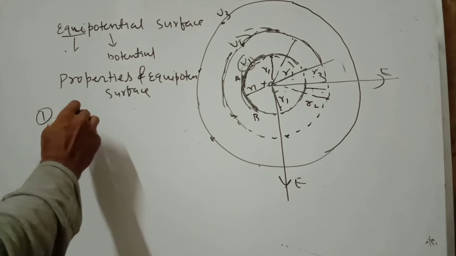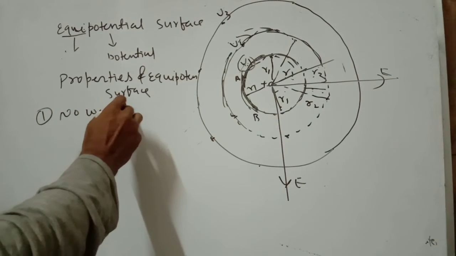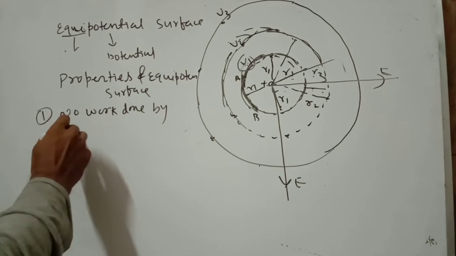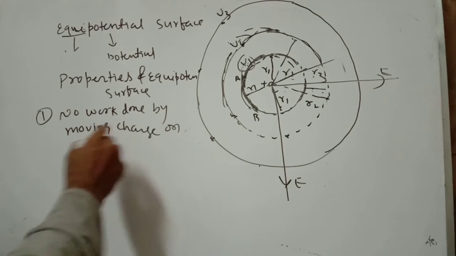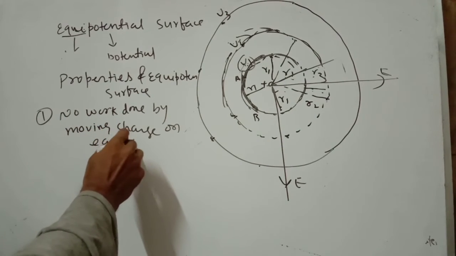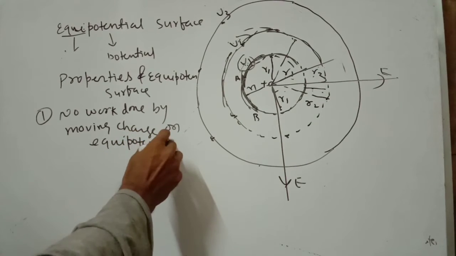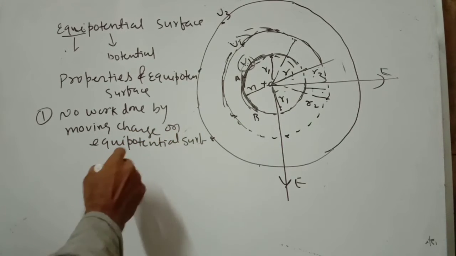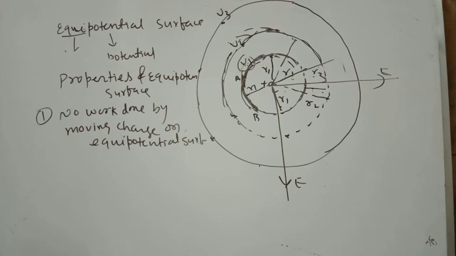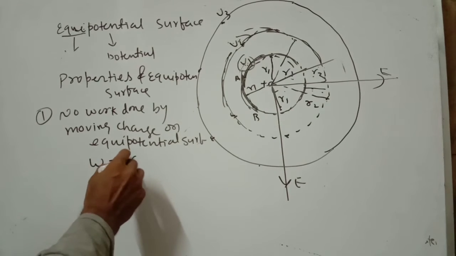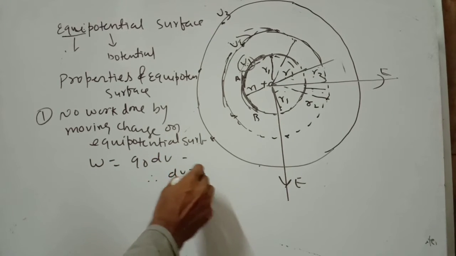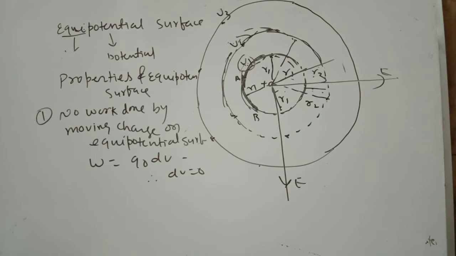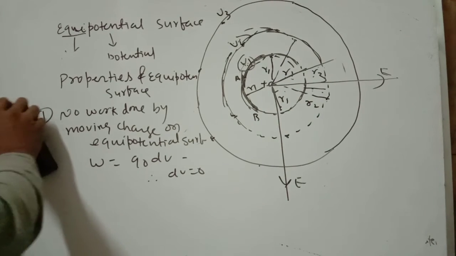Number one: no work is done by moving a charge on an equipotential surface. Why? Because the potential difference on the equipotential surface is 0. So we can write, because dV equals 0, the work done whenever a charge moves over the equipotential surface is 0.